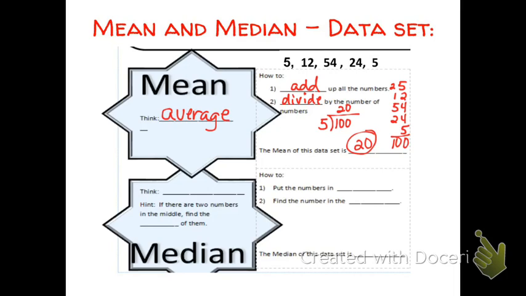Okay, so for the median, I want you to think middle. So the median is the number in the middle.